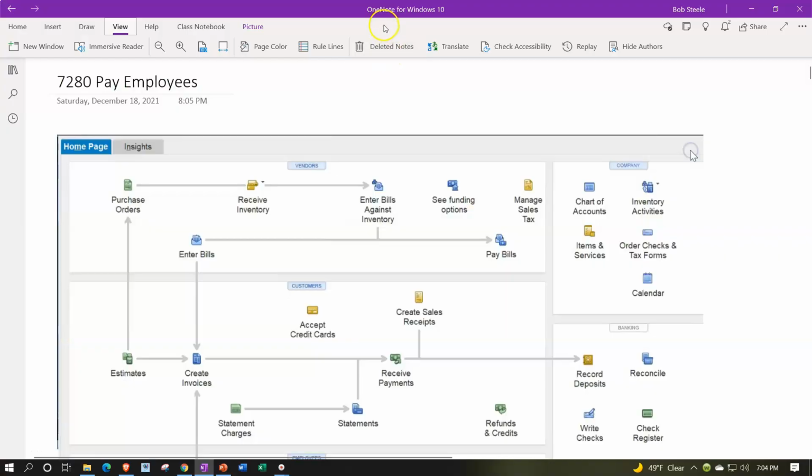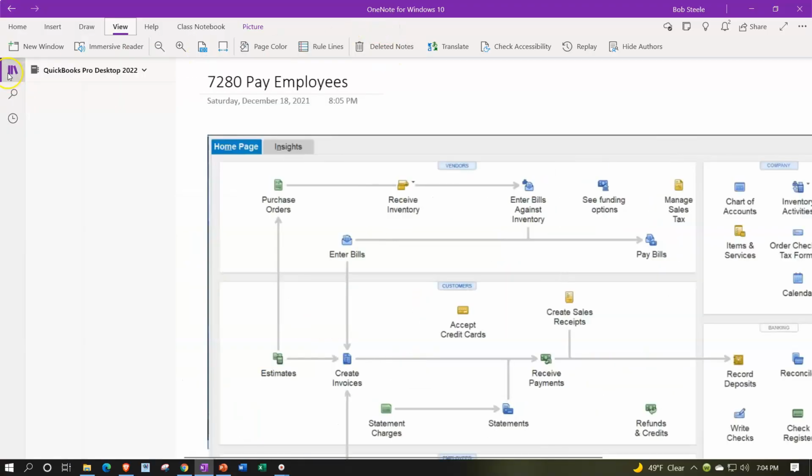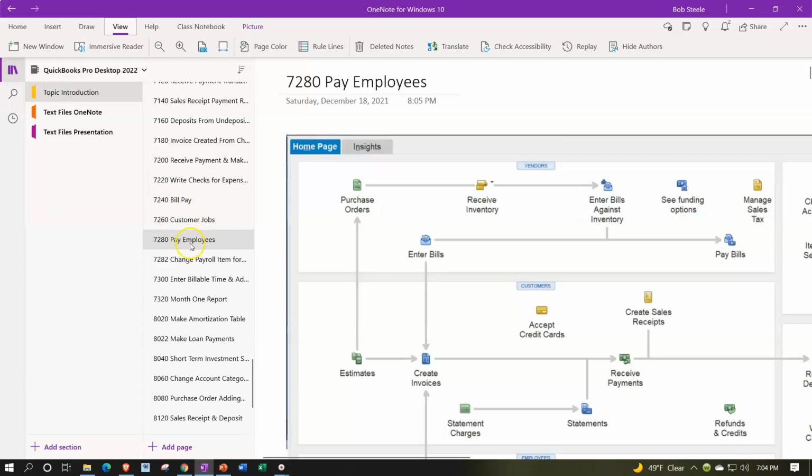If you have access to OneNote and would like to follow along, look for the icon on the left-hand side, topic introduction 7280, Pay Employees tab. Also take a look at the immersive reader tool, topic introductions in the text area too. Same name, same number, but with transcripts. Transcripts that can be translated into multiple languages and either listened to or read in them. Same name and number as presentations as well.